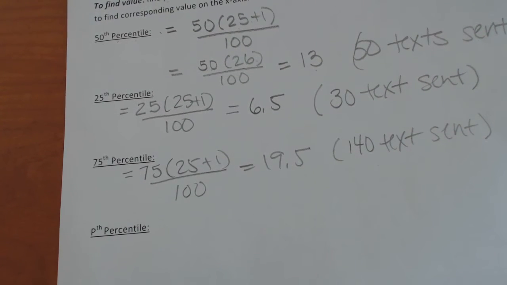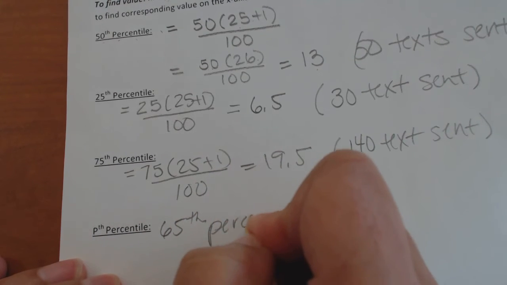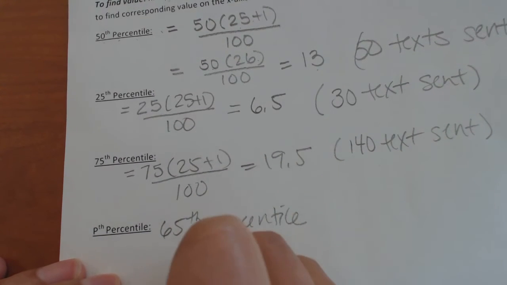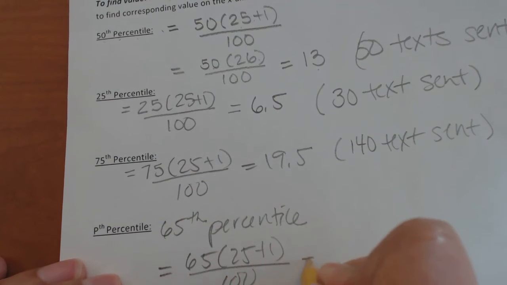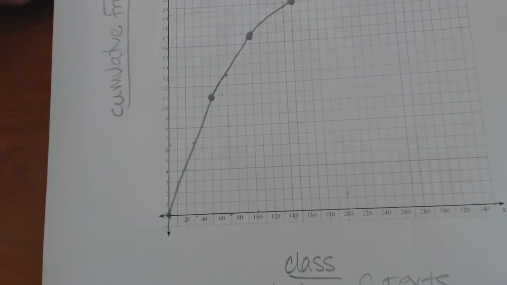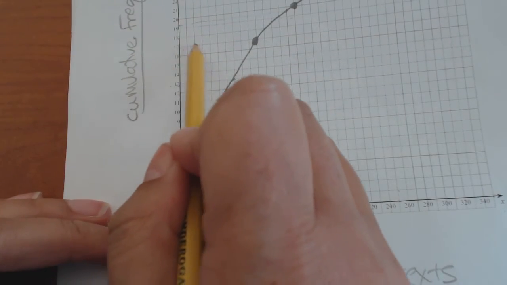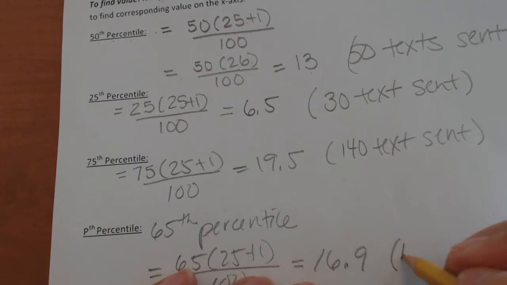And now the Pth percentile. The Pth percentile can be anything. You can pick one. I can say, I want to know what the 65th percentile is. So sometimes I'll be giving you an actual percentile. So let's find the 65th percentile. I'm curious. You would multiply 65 times 25 plus 1 all over 100, and that gives us 16.9. So the 65th percentile here, 16.9, that's about 100 texts. And it's not going to be perfect.